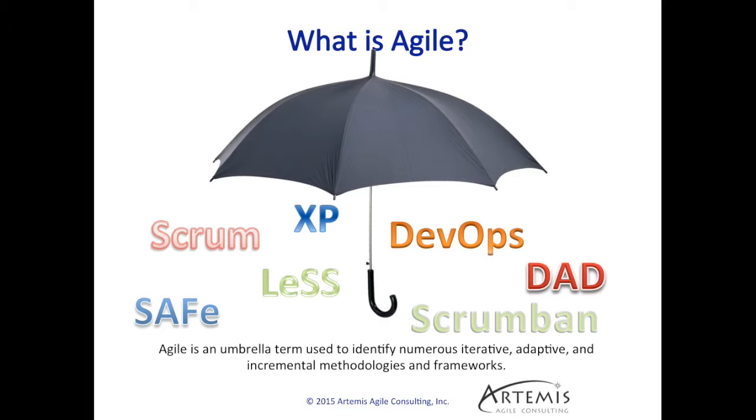We often use Agile as an umbrella term to talk about any methodology that is Agile. So those could be team-based ones like Scrum or XP, which is extreme programming, or DevOps or Scrumban, or they could even be scaled Agile frameworks like SAFe or LeSS or DAD.